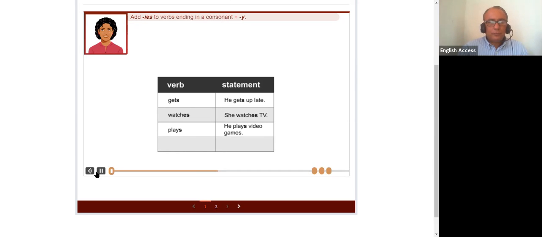Add ies to verbs ending in a consonant and y. Study.